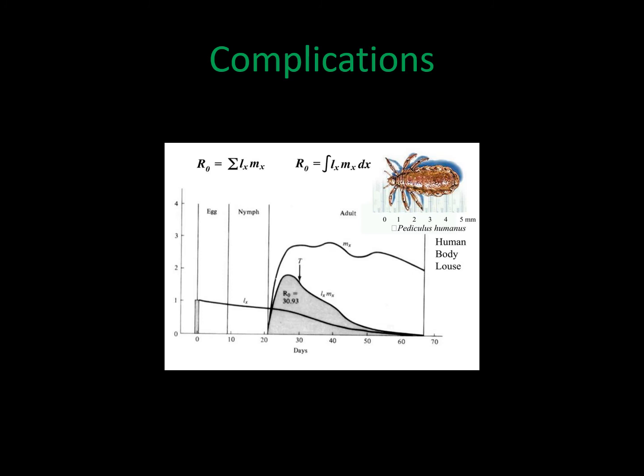Where the eggs and the nymph are not reproductive, the MX schedule of the adult zooms up, gets really high, and continues until the animal dies. So what we're seeing is LXMX, that integrated area underneath, the sum of LXMX, and that's about 30.9. So this population obviously is expanding very, very rapidly.